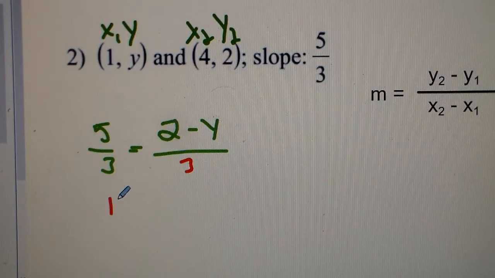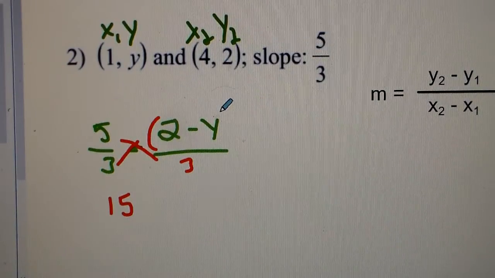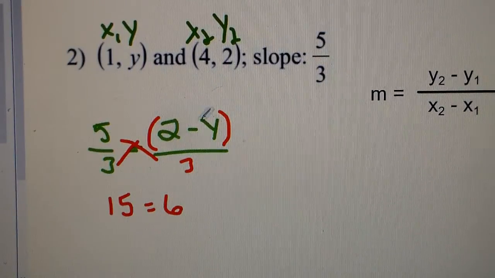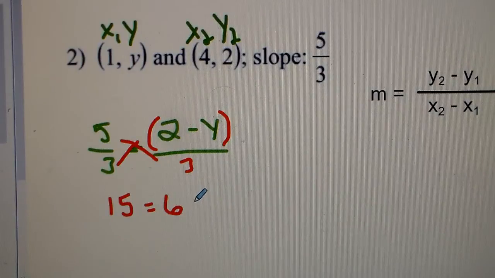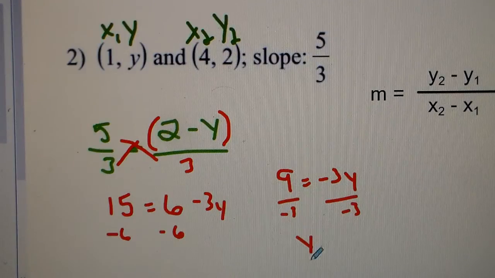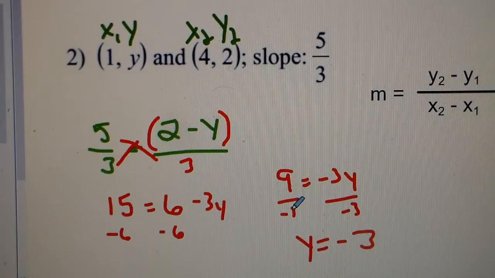Five times 3 gets you 15, because we're going to cross multiply. 3 times everything here. So 3 times 2, which gets us 6. And then 3 times -y, or -1y, is -3y. We subtract 6 from both sides. We get 9 equals -3y. Divide both sides by -3. And you get y equals -3. Because 9 divided by -3 gets us -3.